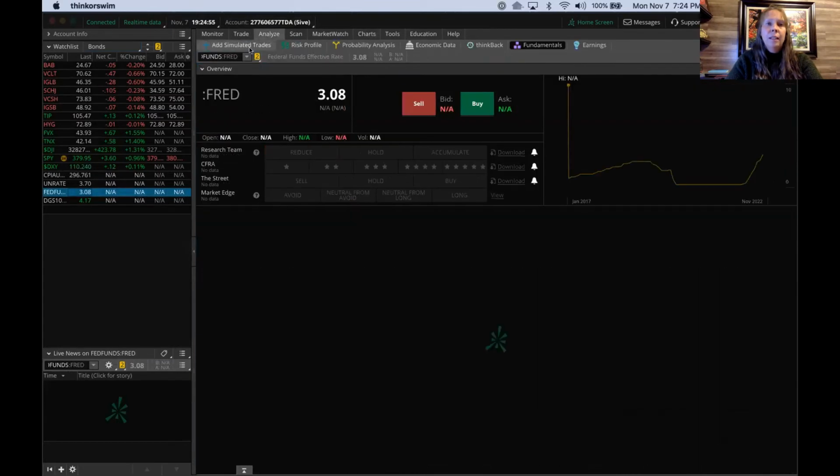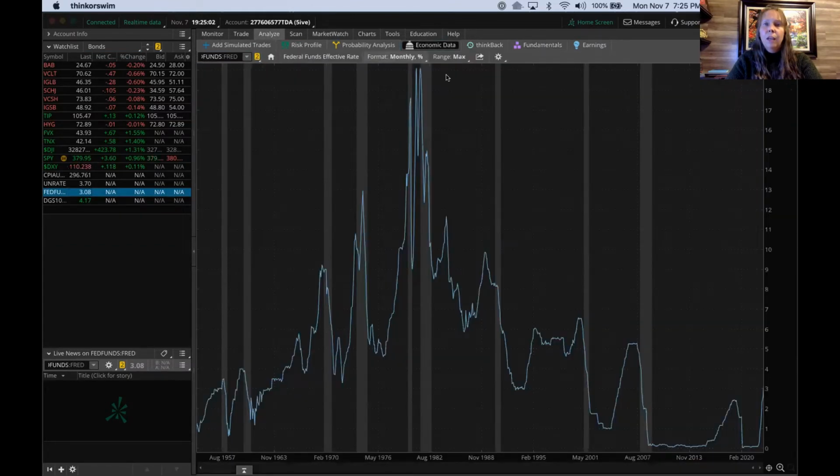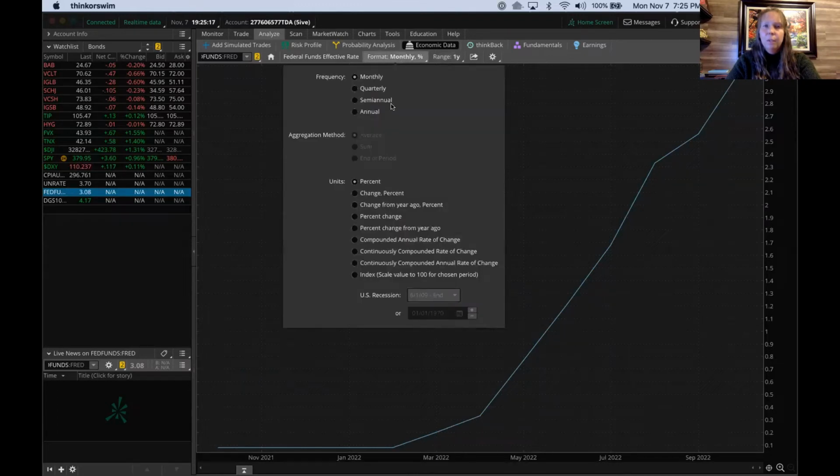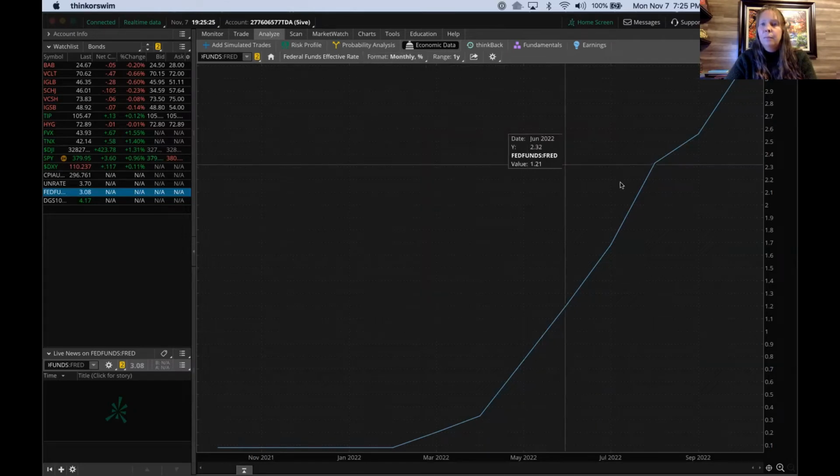Go to the Analyze tab. This one is the Fed funds. So if you go over here to Economic Data, it gives you the rates based on the timeline, and you can adjust it. Right now they got it on max, but if you go to year, so just this year, and there's other options in here, monthly, quarterly, so you can go ahead and customize it to how you want to see it.